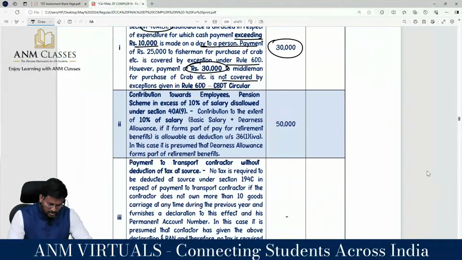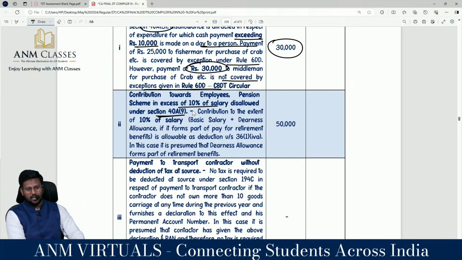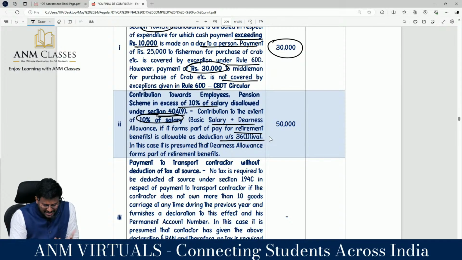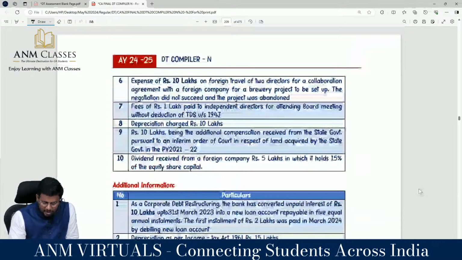Contribution towards employee pension scheme in excess of 10% of salary is disallowed under section 40A subsection 9, contribution to unrecognized fund. Contribution to the extent of 10% of salary, basic salary plus DA, if it forms part of pay for retirement benefits, is allowable under 36 subsection 1 clause 4A. In this case, it is presumed that DA forms part of retirement benefits, so that extra 50,000 should be added back.